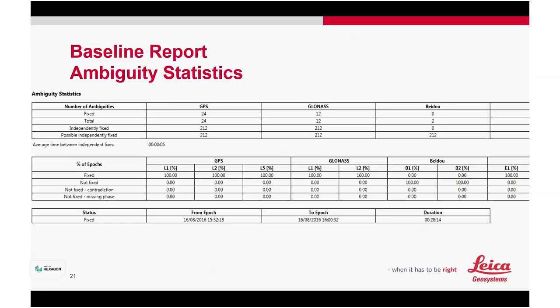After processing, as we mentioned before, these are the baseline report and the ambiguity statistics. These are the information you really should understand, what they mean, especially when you talk with customers who are really interested to know. Of course, some customers don't really want to know too much detail. That is fine.